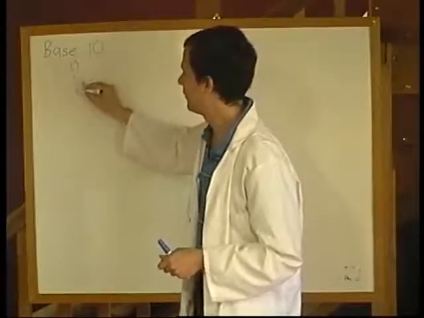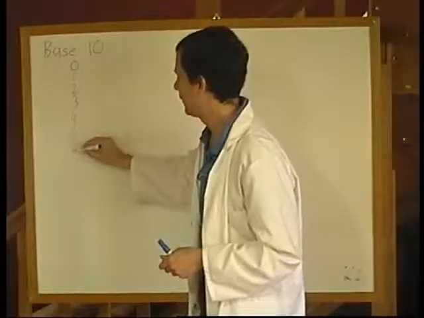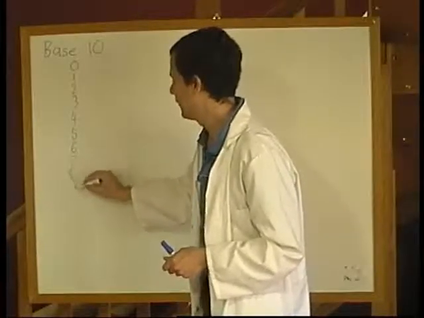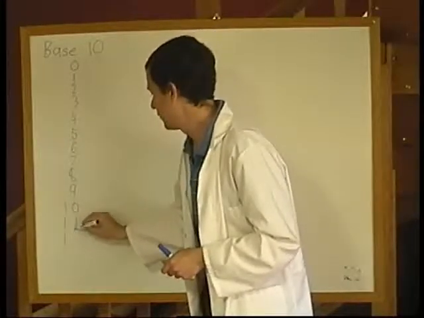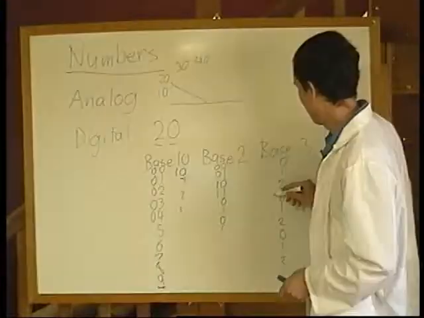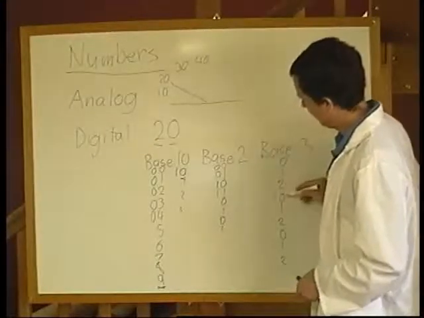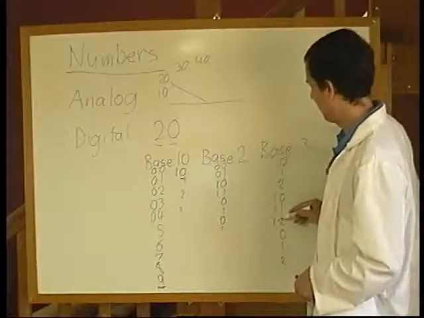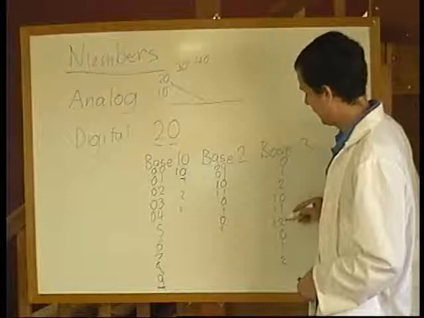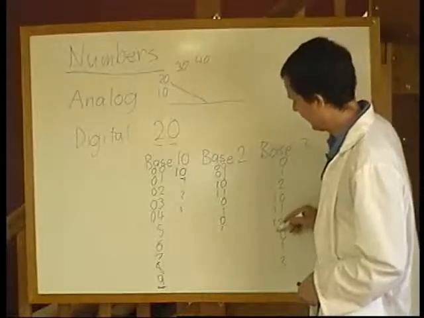In the case of base 10, the count is 0, 1, 2, 3, 4, 5, 6, 7, 8, 9. Then it starts over again, 0, 1, 2. In the case of base 3, it would be 0, 1, 2, 0, 1, 2. As soon as 2 is achieved in the base 3 number system, the next column is incremented. The base number systems correspond with each other.